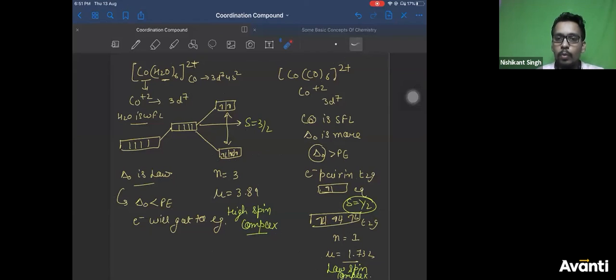What is S? Total spin, beta, Ronish. This should have been done in structure of atom. Total spin. You know, spin quantum number can be plus 1 by 2 or minus 1 by 2. So plus 1 by 2 minus 1 by 2 cancel, plus 1 by 2 minus 1 by 2 cancel. But here only one electron. So plus 1 by 2, plus 1 by 2, plus 1 by 2. Total spin is 3 by 2.